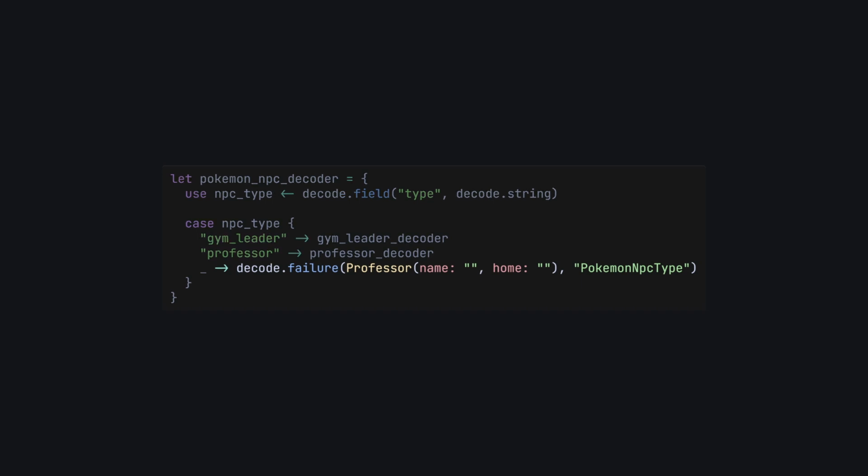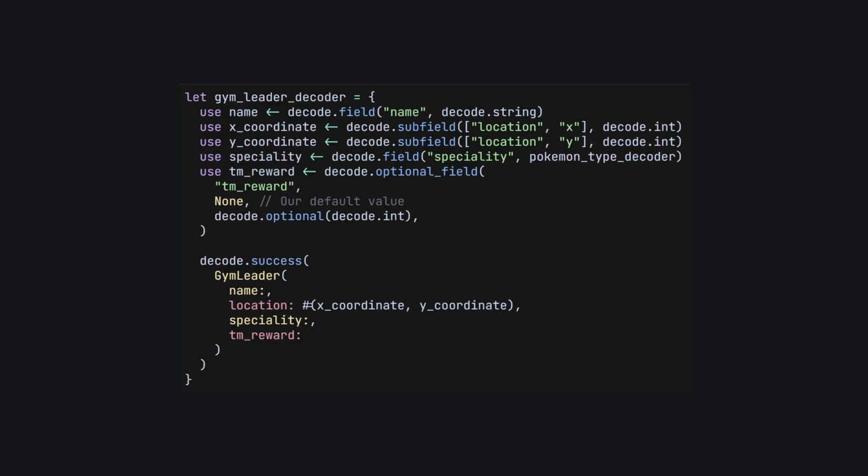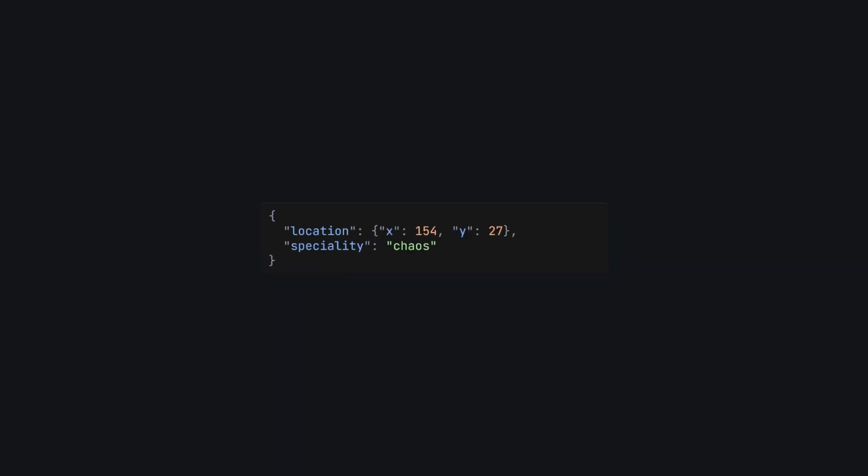You'll have noticed in the last example that we passed a professor value with empty strings for name and home into the decode.failure function. As I mentioned earlier, this is called a zero value. Zero values are effectively default values that decoders return if they fail, which allows the rest of any parent decoders to continue, collecting all the errors instead of just stopping at the first one. Consider our gym leader decoder one more time. We might get some dynamic data from an API that's not only missing the name field, but has an invalid value for the speciality field.